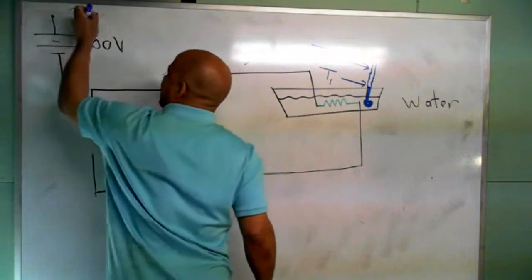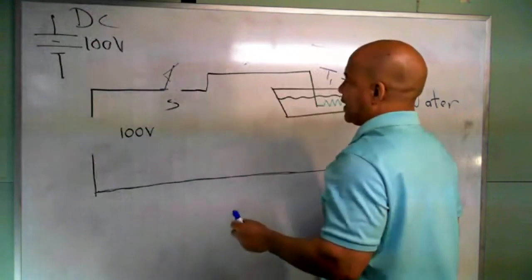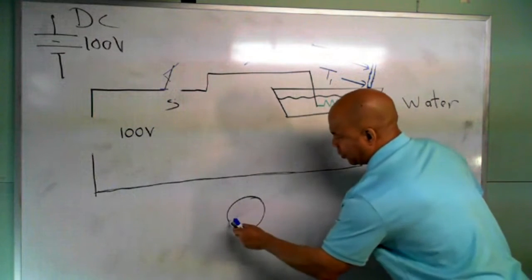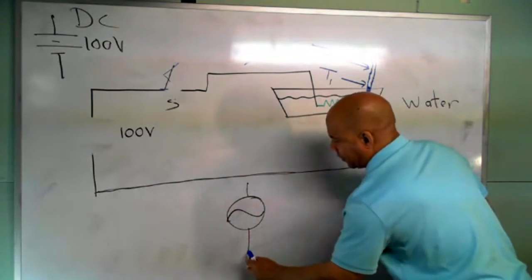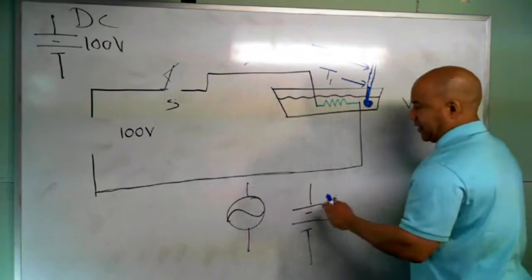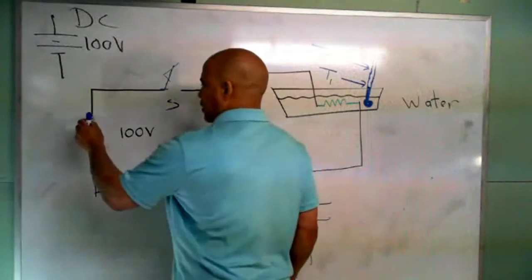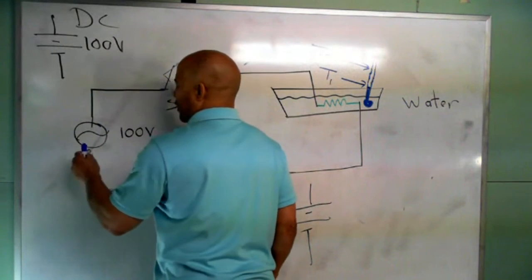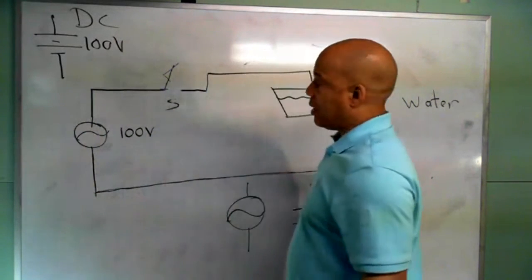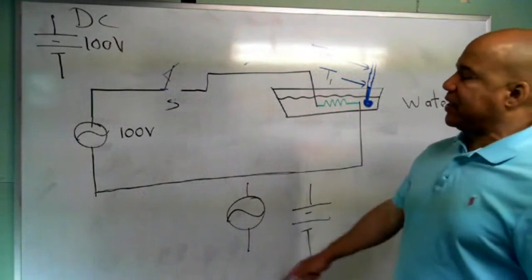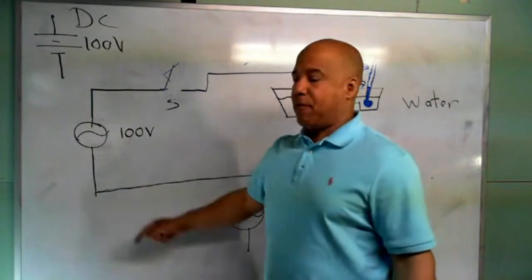And remember, this is DC. Well, what I'm going to do is get an AC source. I don't know if I drew an AC source before, but this is an AC voltage source. Here's a DC voltage source. AC, DC. So what I'm going to do is remove the battery and put an AC source in here. That could be a generator. That could be coming from the wall outlet. It's something that will give me an AC waveform.